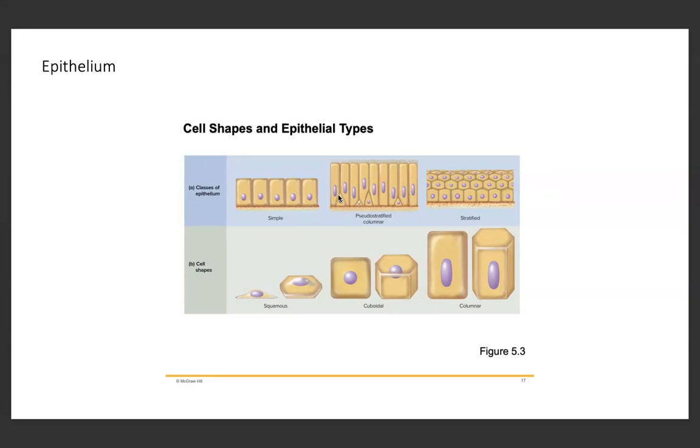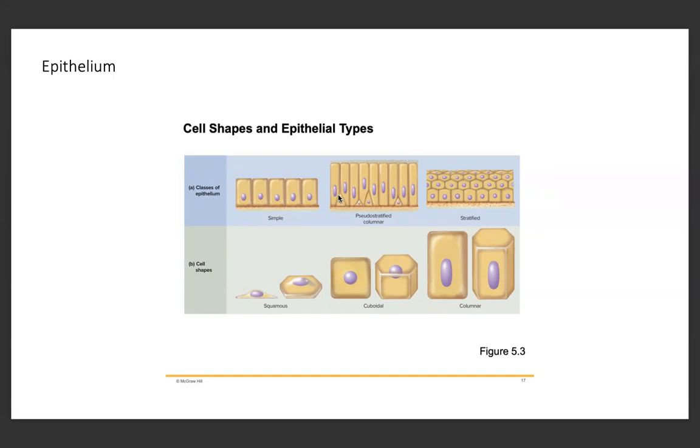We describe epithelium based on whether there is one or more than one layer, so how many layers there are in the epithelium. And then we describe epithelium based on cell morphology, cell shape. So there are two questions we need to ask ourselves. One has to do with number of layers.